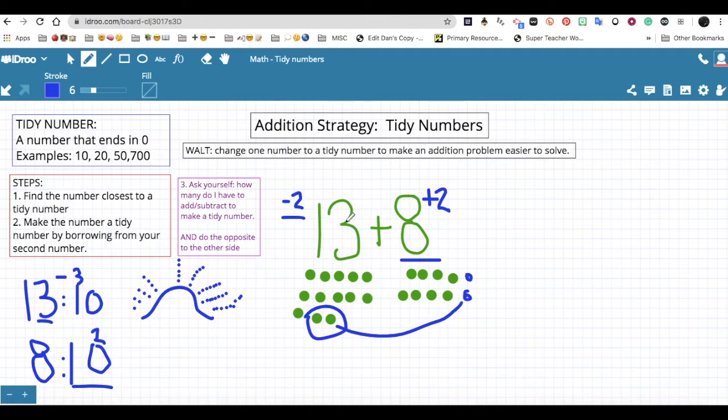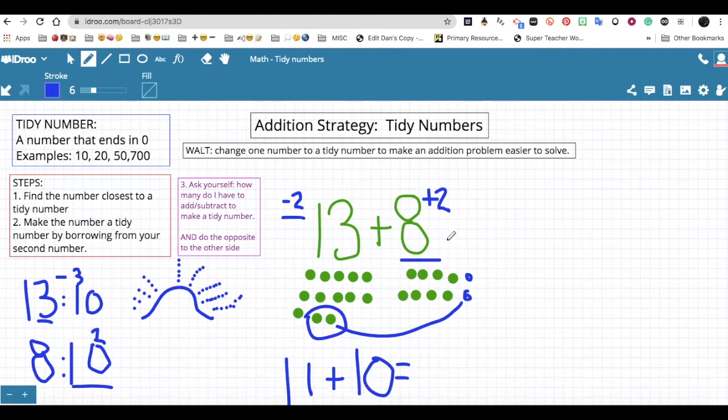Okay, so 13 take away 2 is 11. 8 plus 2 equals 10. Now, to add these together, we've got 10 and 11. What we need to do first is add our tens.